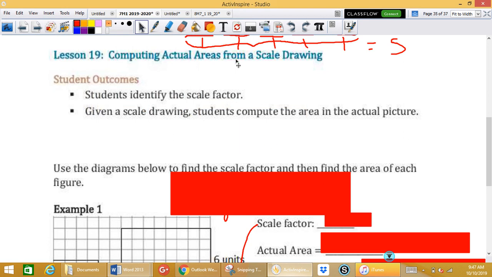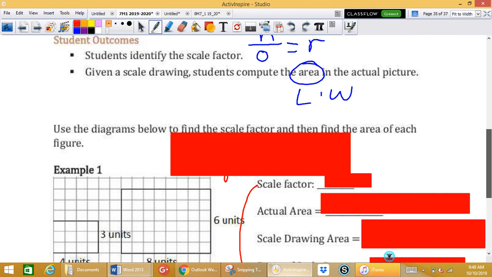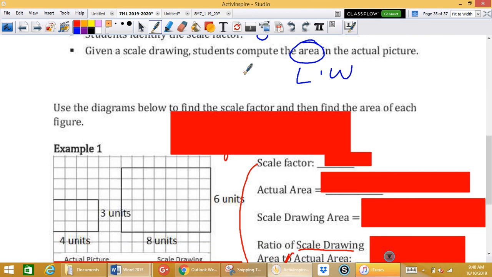Computing actual areas from scale drawings. Students identify a scale factor by taking the new shape over the original shape. Given the scale drawing, students compute the area in the actual picture. So remember, area is length times width. So use the diagram below to find the scale factor and then the area of each figure.